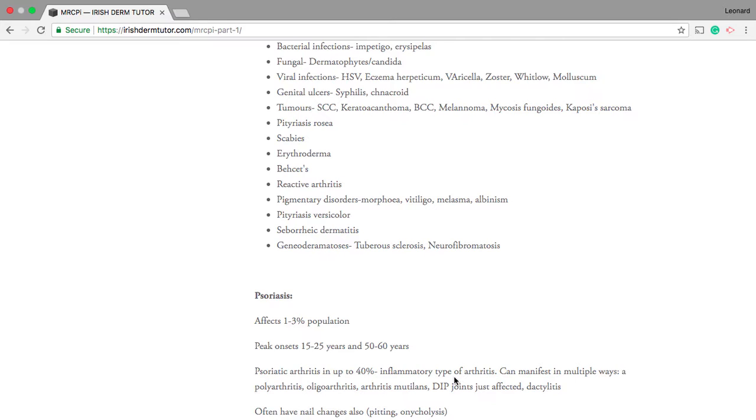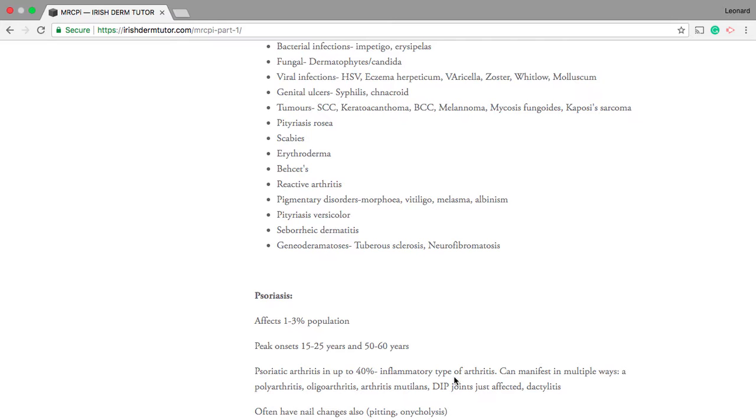Now, this can manifest in multiple ways. It can manifest as a polyarthritis, an oligoarthritis, or arthritis mutilans, which is a very severe deforming arthritis of the hands. The arthritis can be localized just to the DIP joints and can also cause a dactylitis, which is swelling of the digits into a sausage shape. It can also present as a sacroiliitis with similar symptoms and signs to ankylosing spondylitis.